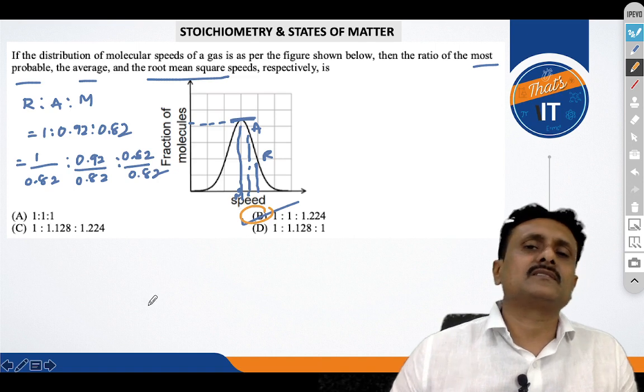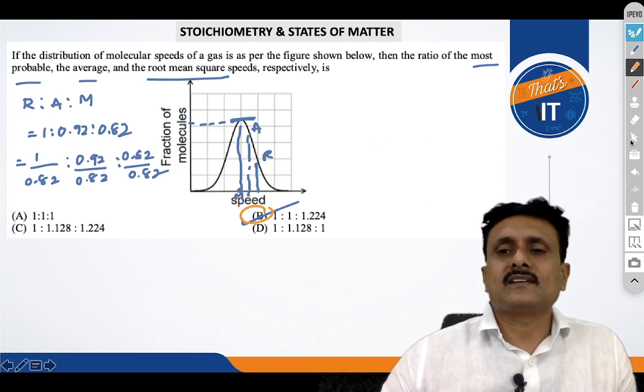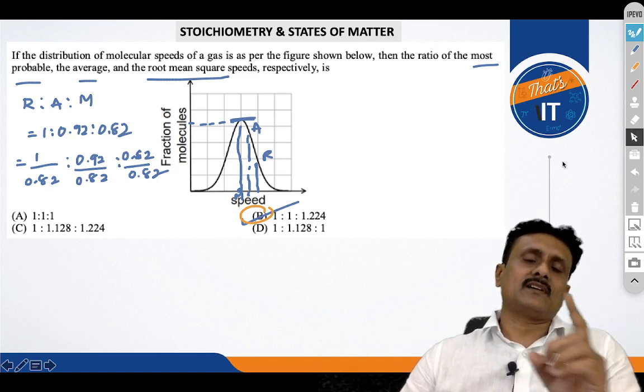So these are the questions which were asked in JEE Advanced from Stoichiometry and States of Matter.